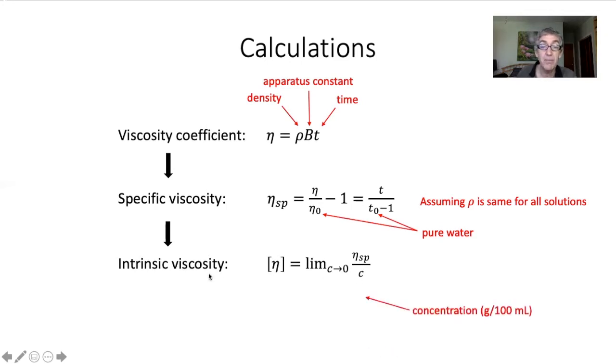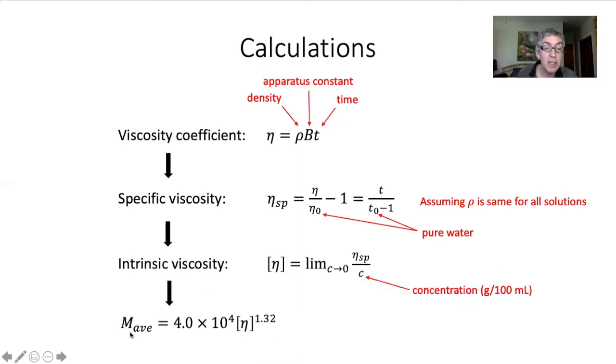Molecular weight has been determined this way experimentally, where m is the average molecular weight in units of grams per mole, and this is the intrinsic viscosity of polyvinyl alcohol dissolved in water. Okay, so you see the exponent here. So in this manner, you'll be able to determine the average molecular weight for your particular sample of polyvinyl alcohol.